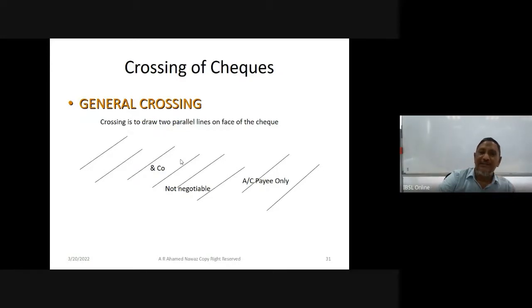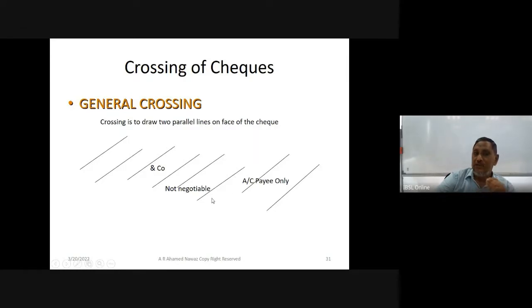But in practice, this "and company" is no more valid because no one is writing the crossing like that. Only two transverse parallel lines. And there are two more crossings also considered as general crossings: not negotiable crossing and account payee crossing.